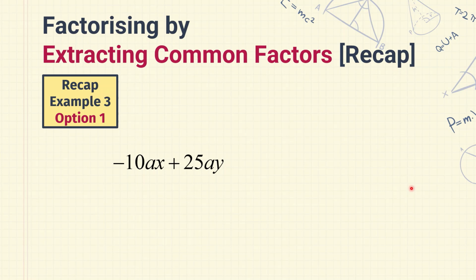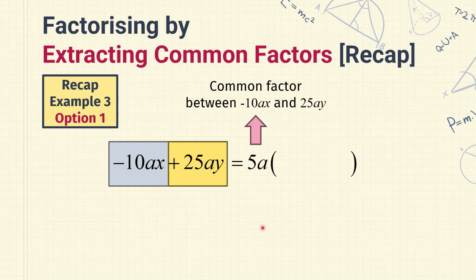Again, we first identify what the two terms are. We have negative 10ax as well as 25ay. Between negative 10ax and positive 25ay, we observe that there is a common factor of 5 between the two numbers 10 and 25. And then amongst the variables ax and ay, there is a common factor of a. So we will extract out the common factor of 5a.